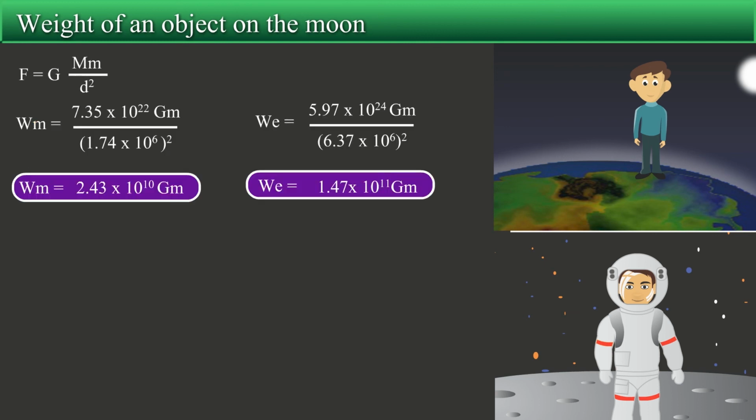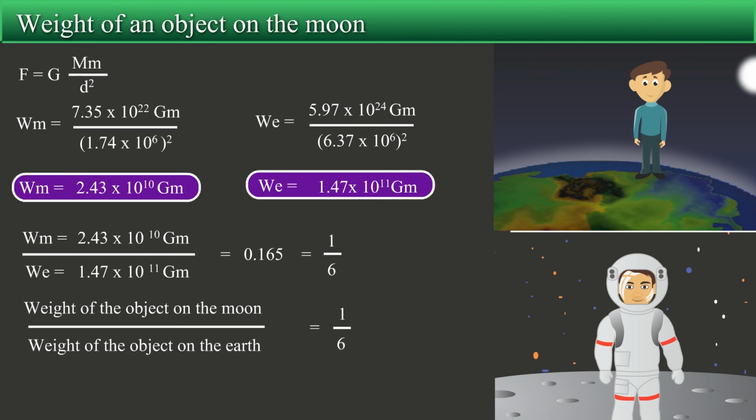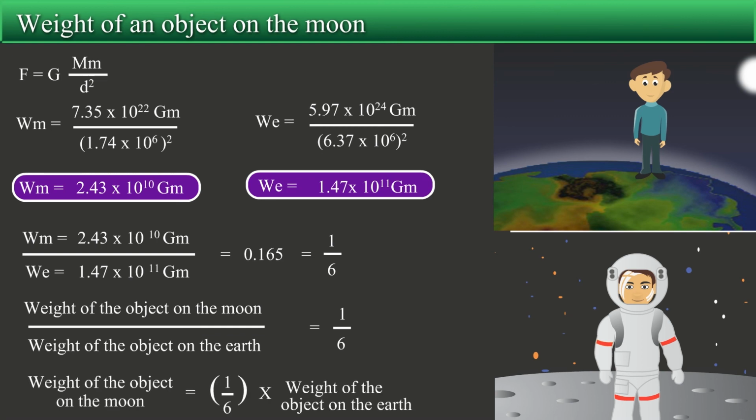Weight of the object on the earth is 2.43 multiplied by 10 raised to the power 10 m. Similarly, weight of the object on the moon can be calculated as 1.47 multiplied by 10 raised to the power 11 m. Upon finding the ratio of these two weights, we get the ratio as 1/6. Hence, weight of the object on the moon is 1/6 of its weight on the earth.